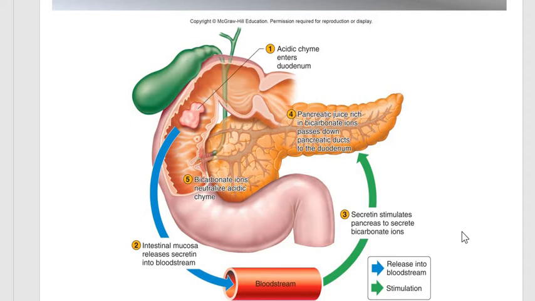Now, would CCK be secreted at the same time? You bet it would, because if you have stuff moving from the stomach into the duodenum, you need both CCK and secretin out there. But CCK and secretin do different things to the pancreas. So make sure that you're very specific when you're talking about those in terms of what exactly they are making the pancreas do.